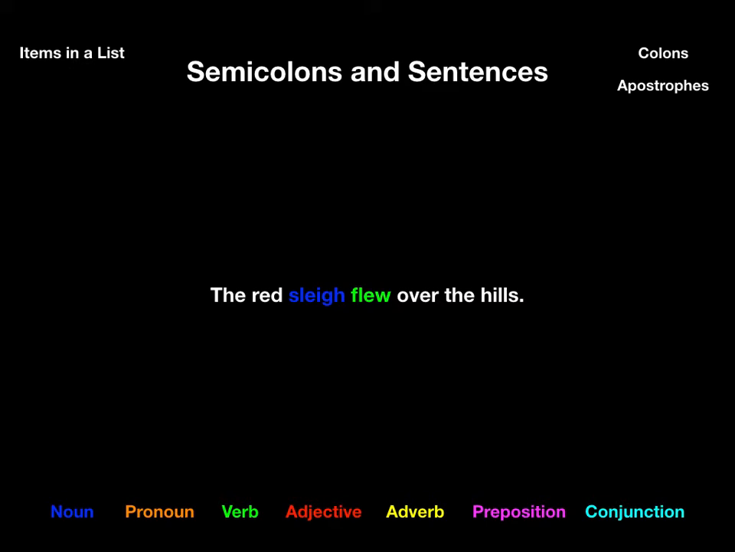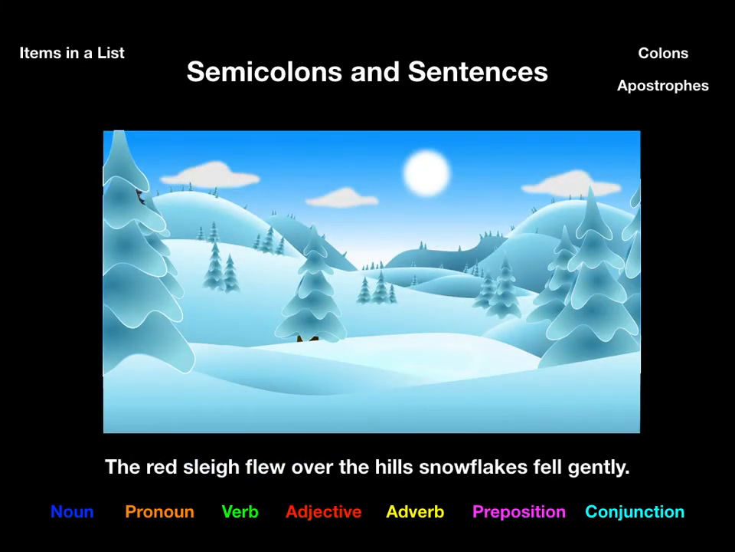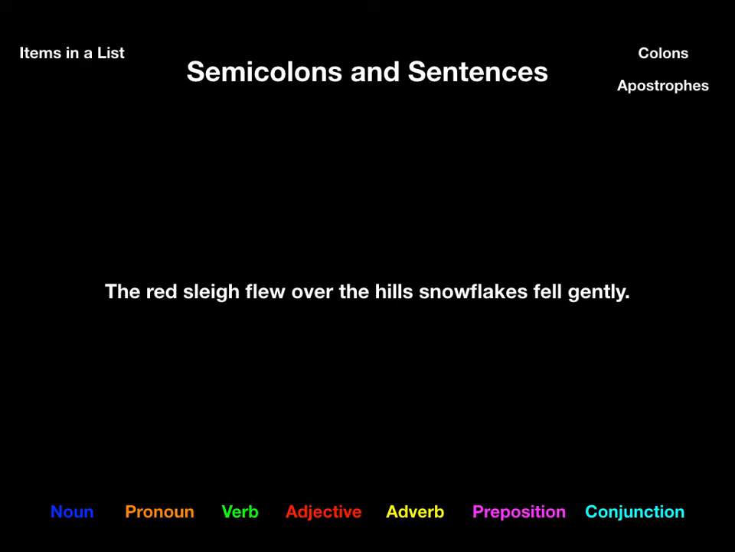Let's take a look at another example sentence. The red sleigh flew over the hills. Snowflakes fell gently. Within this example, we'll note that we still have the subject and verb sleigh and flew. However, we also have an additional verb, fell. Who or what fell gently? Snowflakes fell gently. So within this sentence, we have two verbs and two subjects. We now need to ascertain whether we have two complete thoughts.